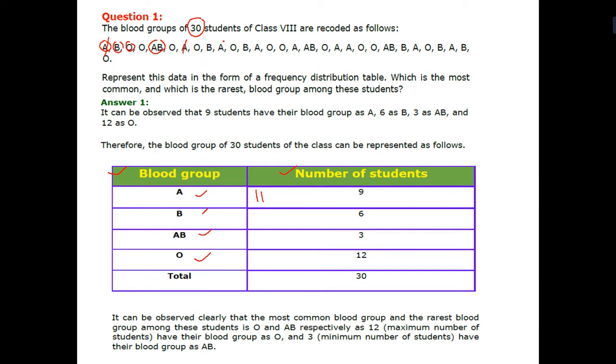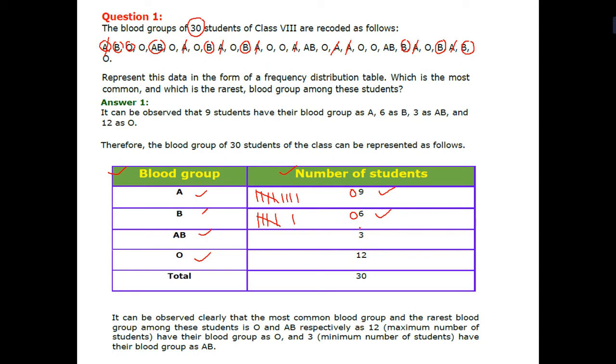So 1, 2, 3, 4, 5, 6, 7, 8 and 9. So we have to write 9. Now in B group, we see again B: 1, 2nd, 3rd, 4th, 5th, 6th. So 1, 2, 3, 4, 5 and 6. So I have to write 6 here.